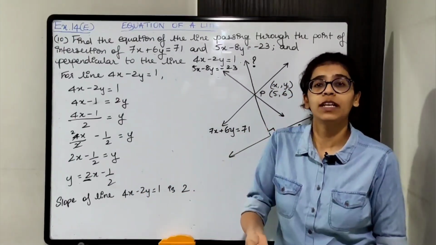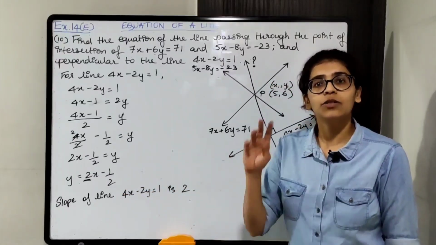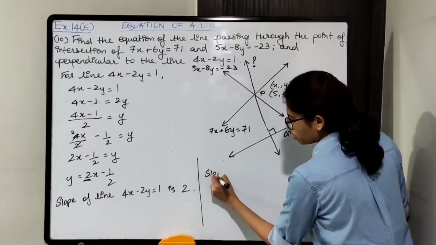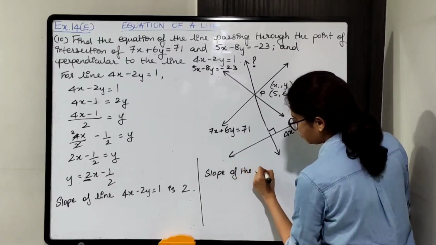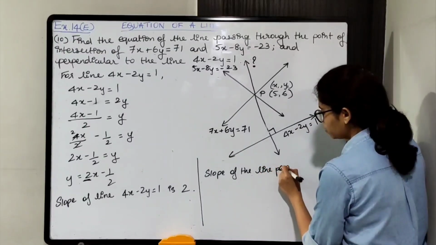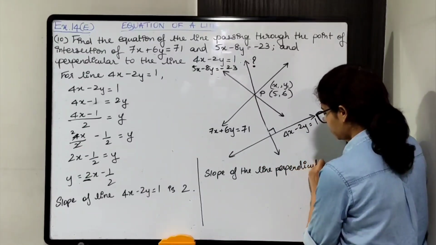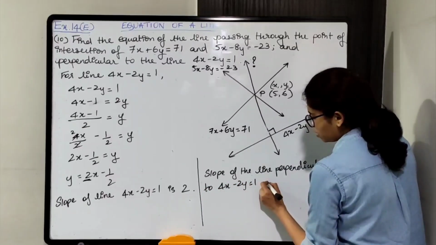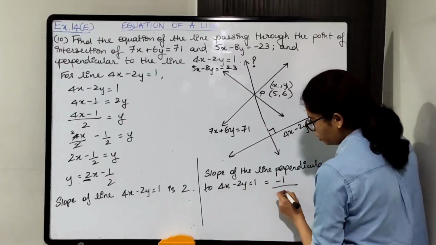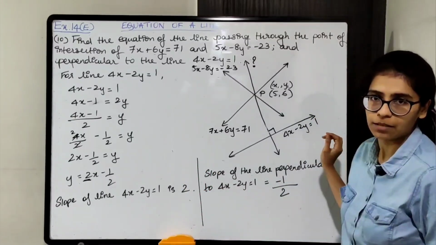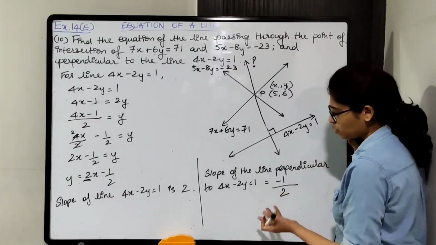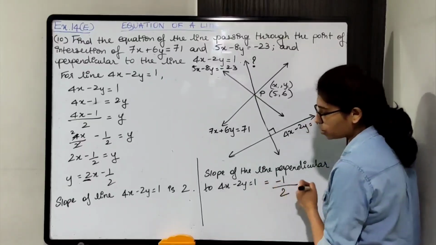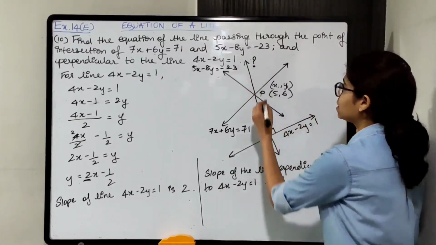What will be the slope of the line perpendicular to this line? It will be the negative reciprocal. Okay, so the slope of the line perpendicular to 4x minus 2y equals to 1 is equal to minus 1 upon the slope of this line. Okay, so the slope of this line is 2, so it will be minus 1 upon 2, that is minus half. So we got the slope of the line, it is minus half.